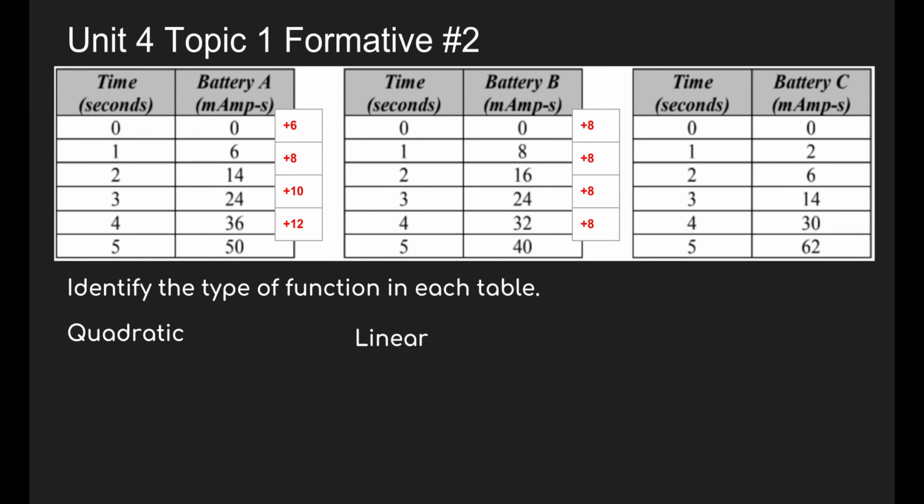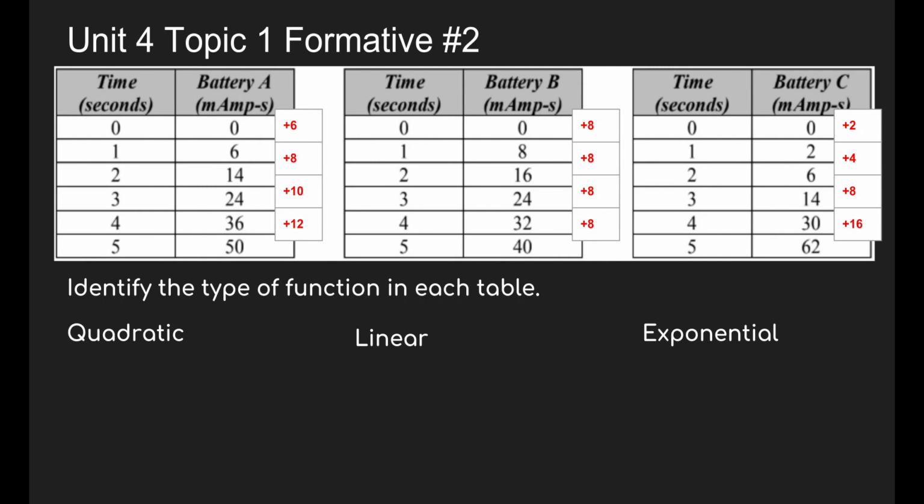Now let's look at this last table. 0, 2, 6, 14, 30, 62. These are not numbers with which I'm really comfortable working, but if I do my first difference, something is revealed immediately. 2, 4, 8, 16. I could even go to the next number, which is 32. I have this multiplicative pattern. This is exponential.